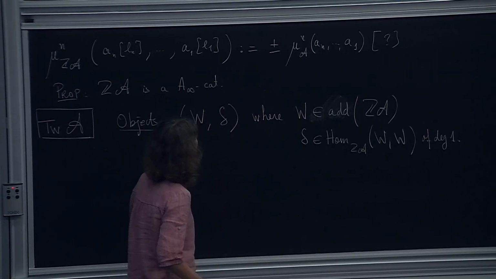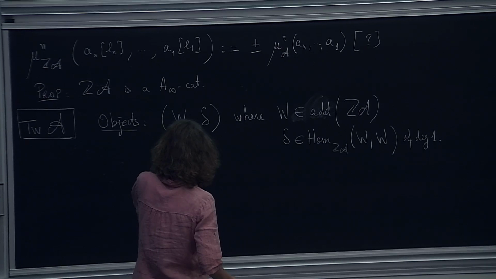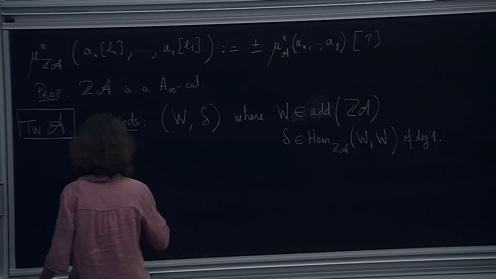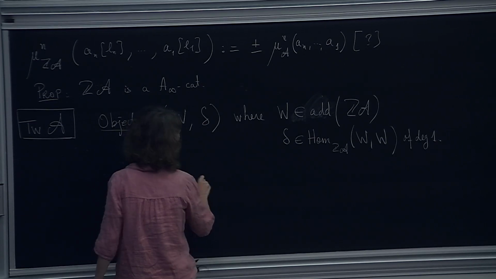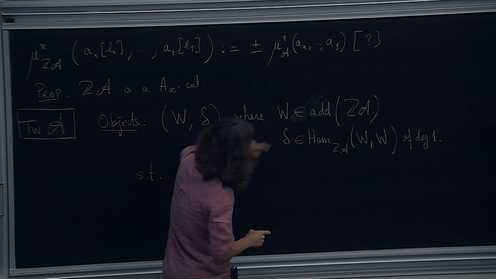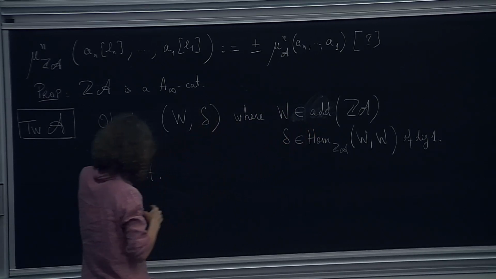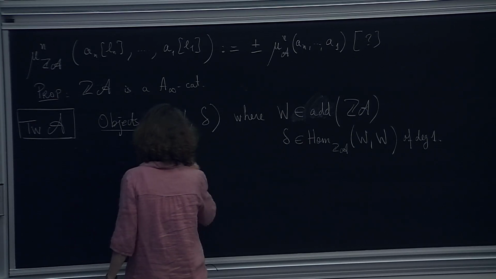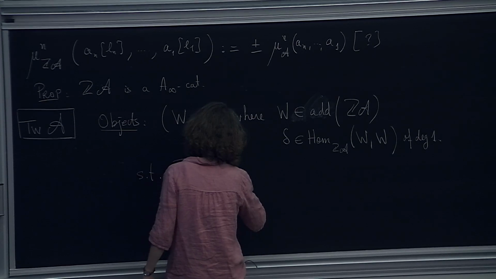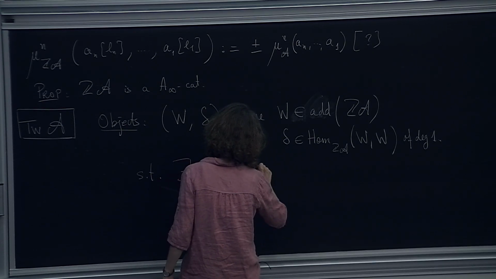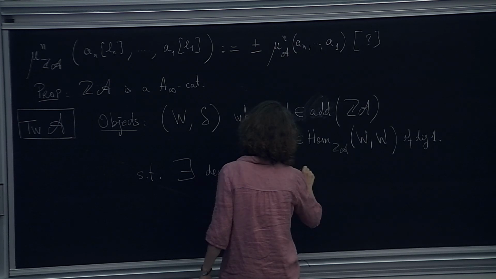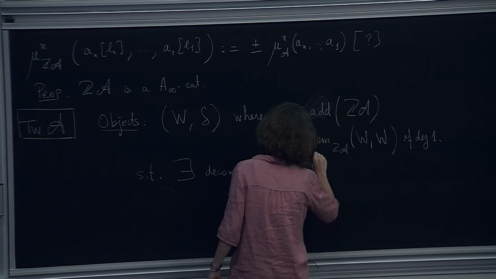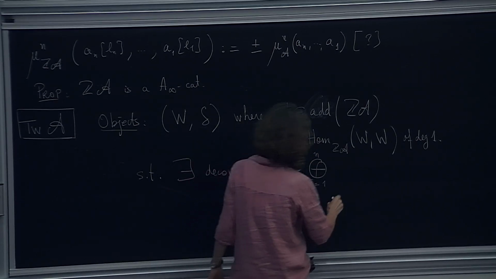And we also need some condition, which is a technical condition. So we need two conditions. First, here it's a direct sum of shifts of objects in A, and so there exists a decomposition of W as a sum of i equal 1 to n. So I put here some order.